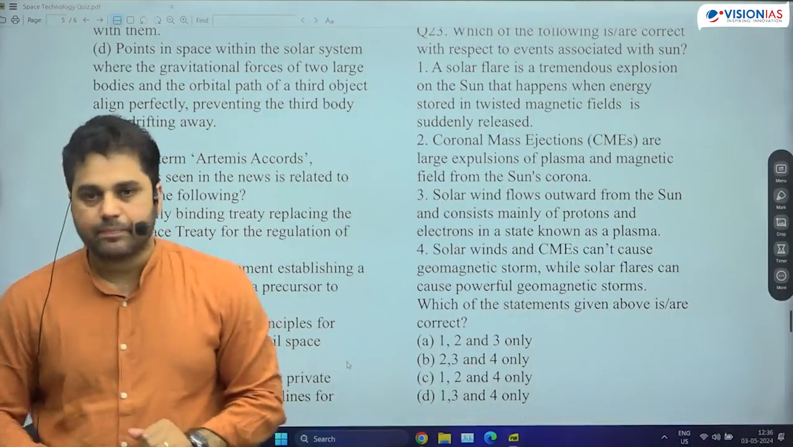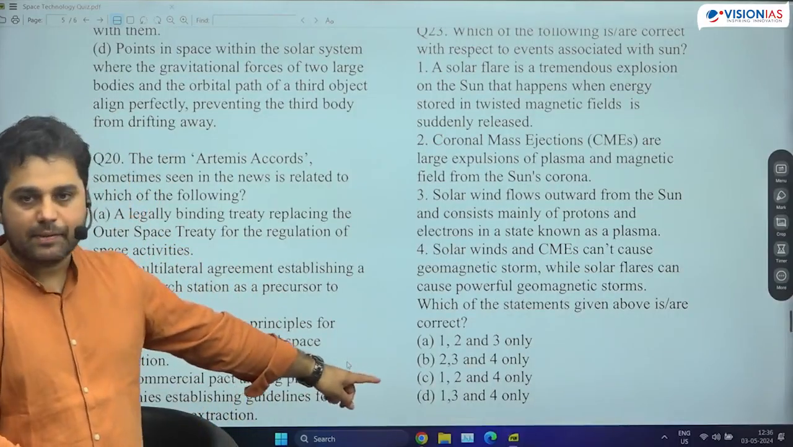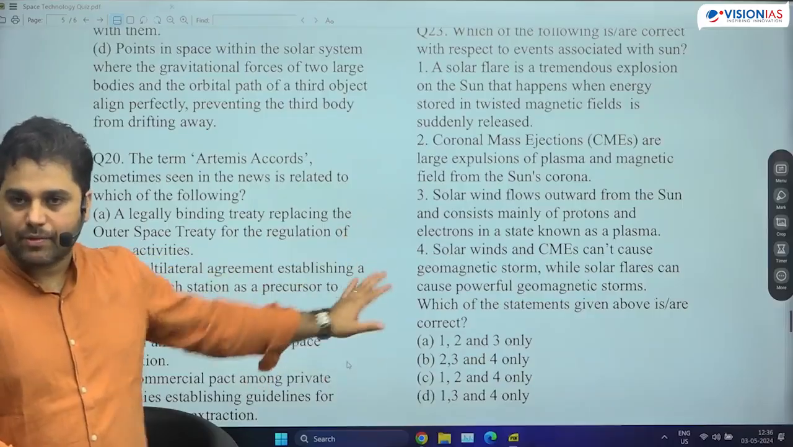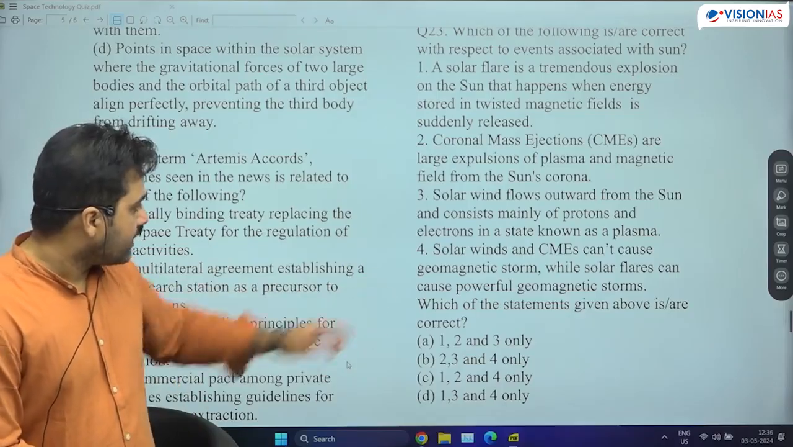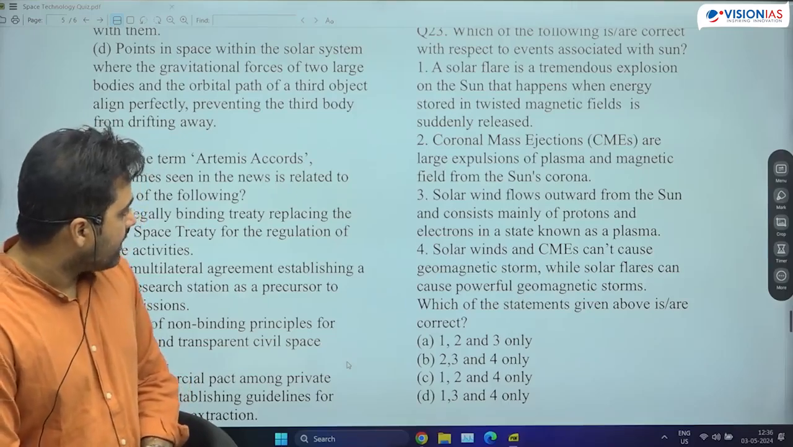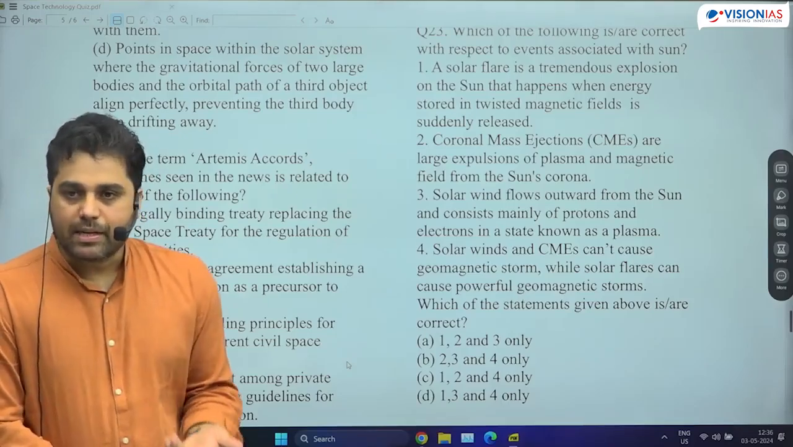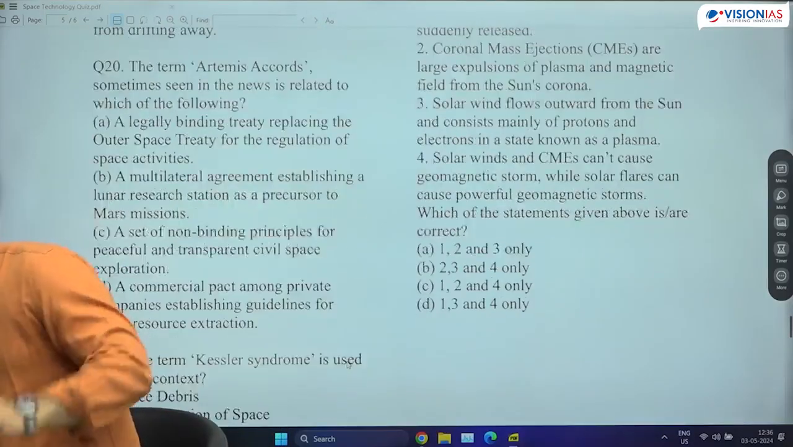23. Out of 4, 1 is not correct. The option arrangement is such that out of 4, 3 are correct, 1 is not correct. I just have to find the incorrect statement, and that is the fourth statement. Solar winds and CMEs can't cause geomagnetic storm. Solar flares can cause powerful storms. That is not correct. The exact opposite will be true. A is the correct answer.